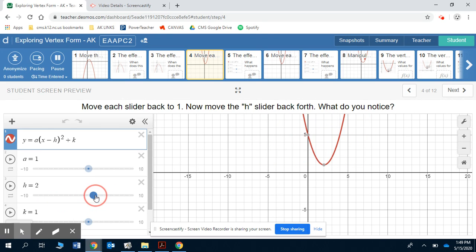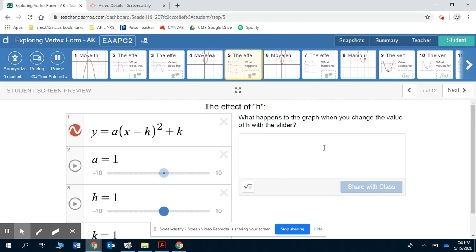But there's a little bit of a catch here, so I want you to think about it. The question on slide 5 says, what happens to the graph when you change the value of h? Just keep it really basic. What I'd be writing in is that it moves the graph, or the parabola, left and right. It's a purely left and right movement.